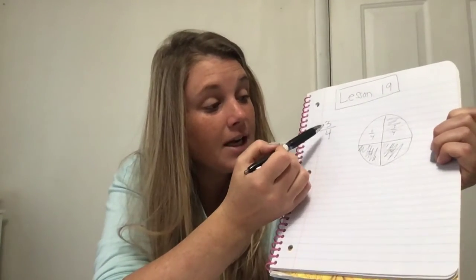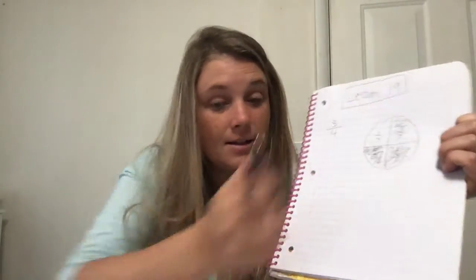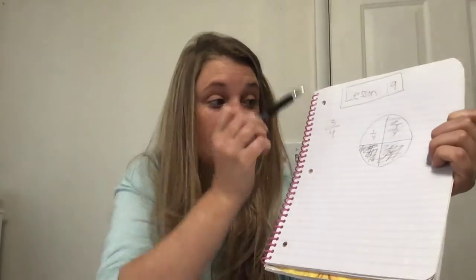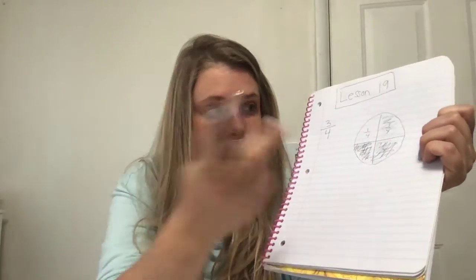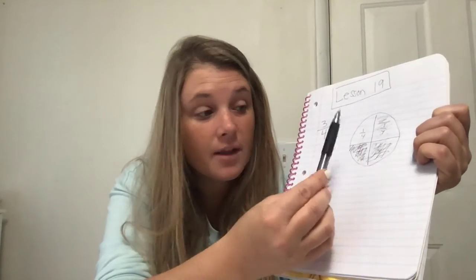It means that this fraction is 3 of these. 1, 2, 3, right? So this fraction 3/4 is saying we're going to have all of these. So is 3/4 bigger than 1/4? Yeah, it's way bigger. It's all of this. This is 1/4 and this is 3/4.